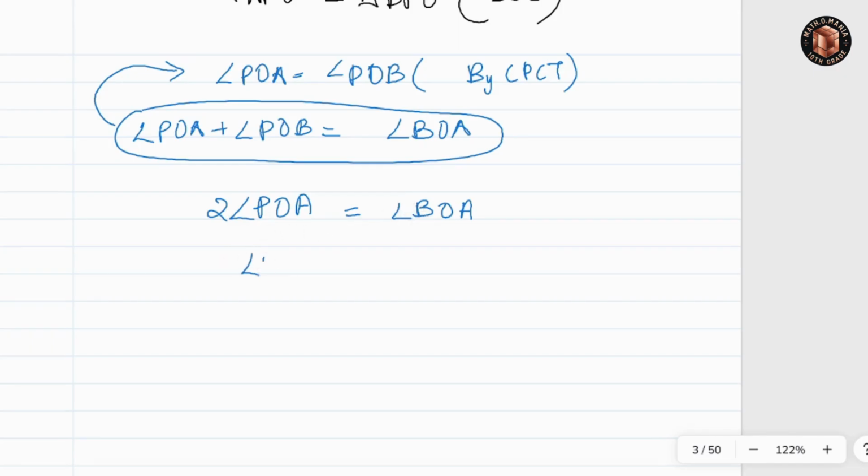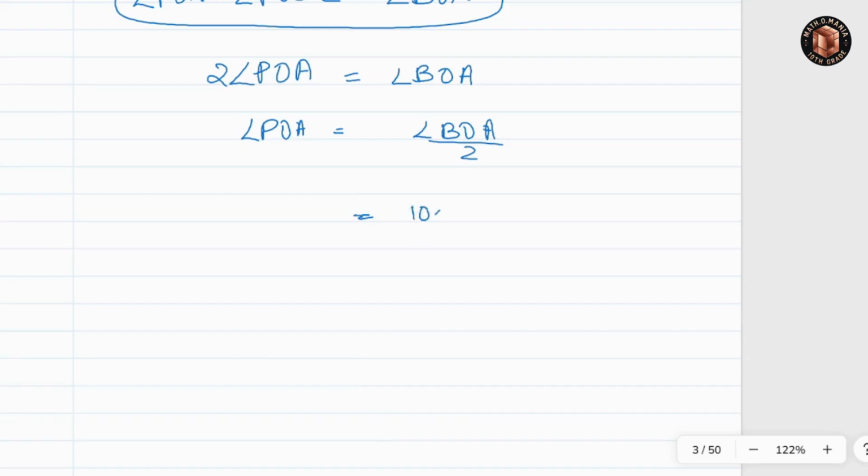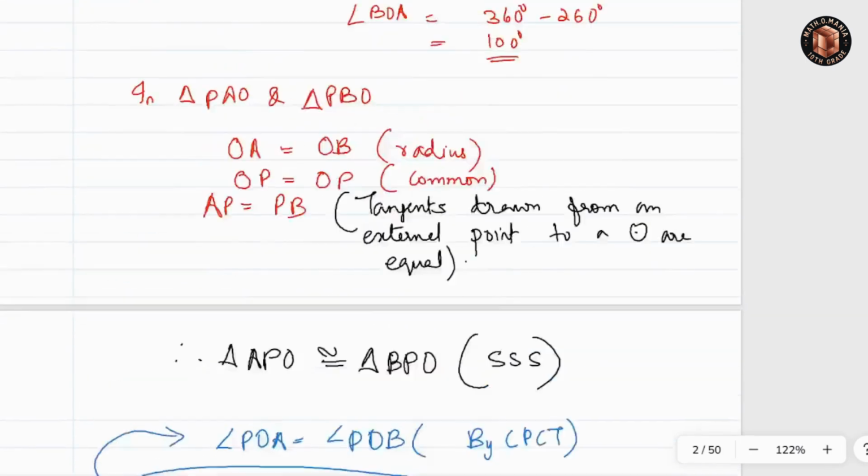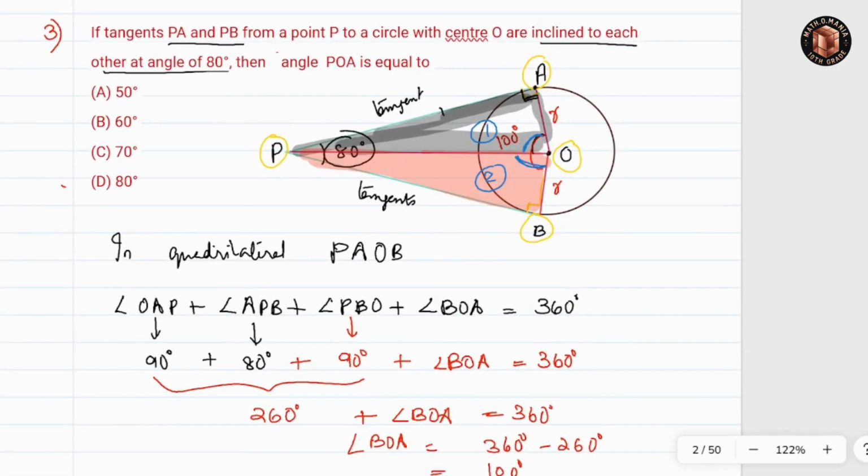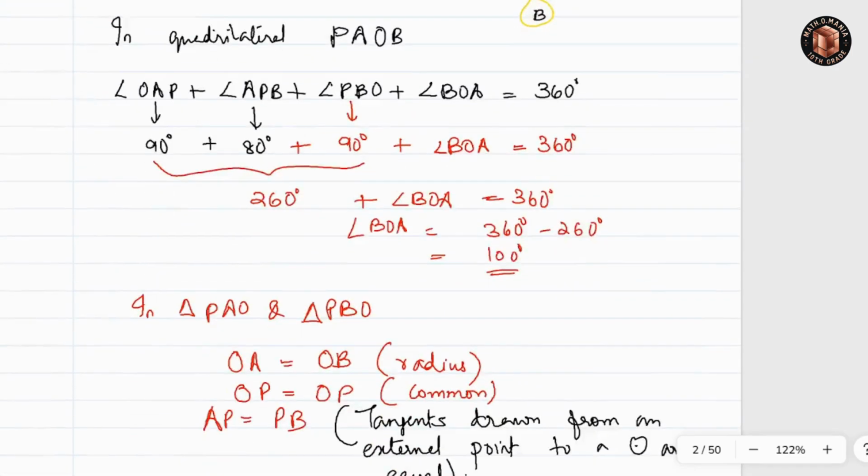Therefore, that means angle POA equal to angle BOA divided by 2, right? What is angle BOA here? Which is equal to 100 degree divided by 2, which is equal to 50 degree. Therefore angle POA is equal to 50 degree. Our question was to find out what? Angle POA, which we got as 50 degree, which is option number 1A. Okay. Clear, right?